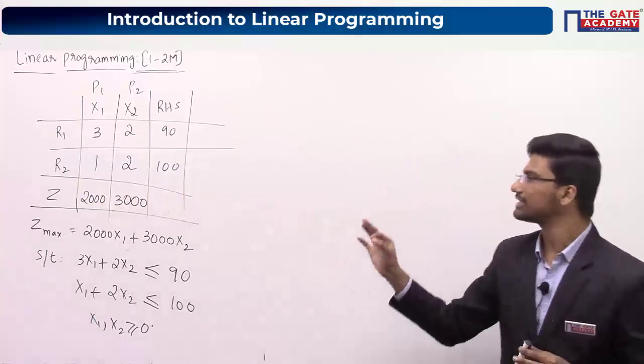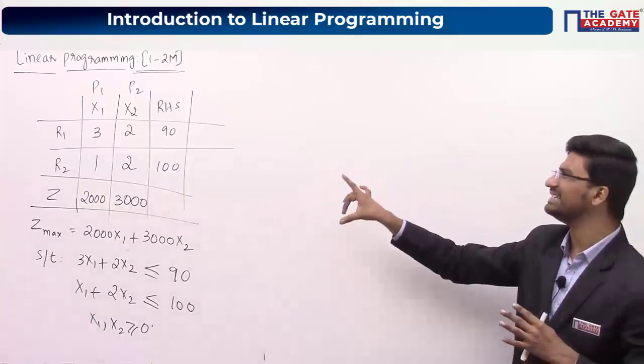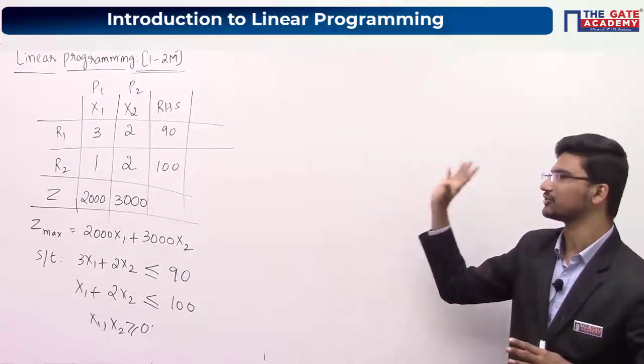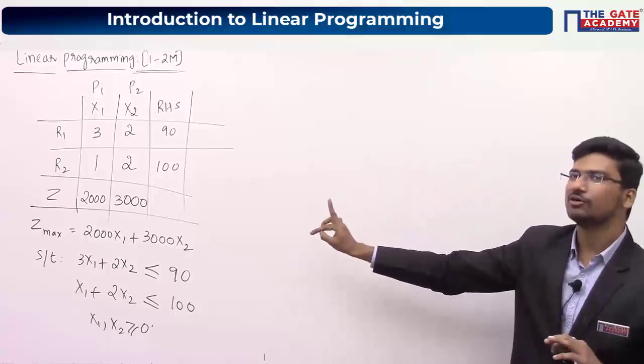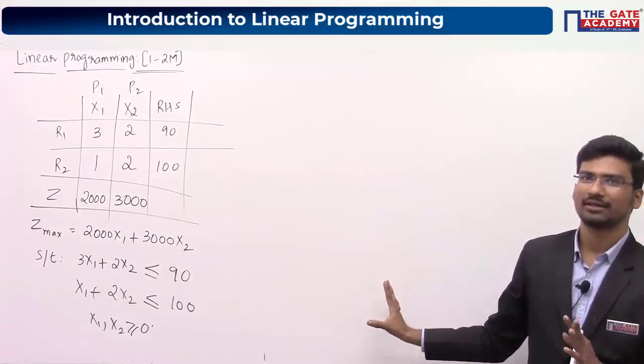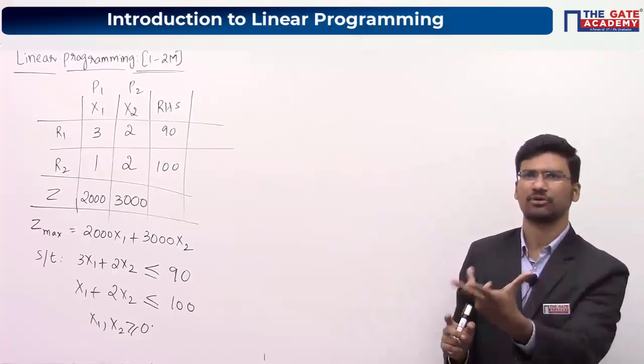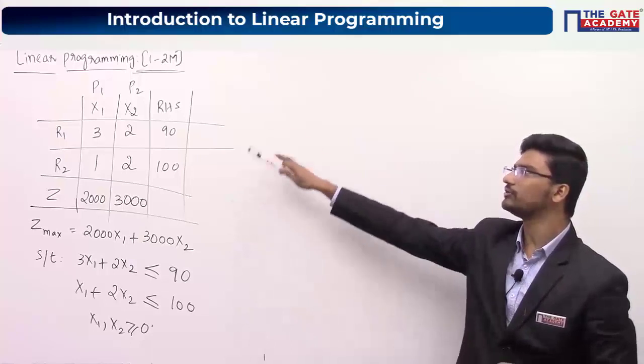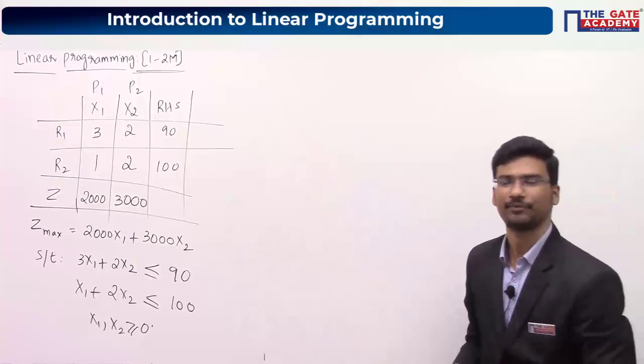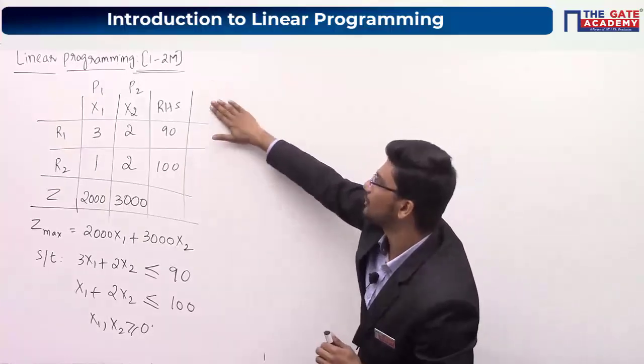So just follow this tabular method. If you follow it, you can easily write the objective function and constraints. So if you have any doubts regarding this, you can ask. Whenever you get some data which you have to convert into an objective function and constraints, you can use this particular tabular method. Okay.